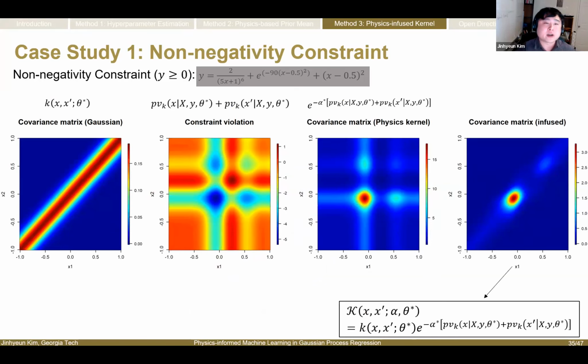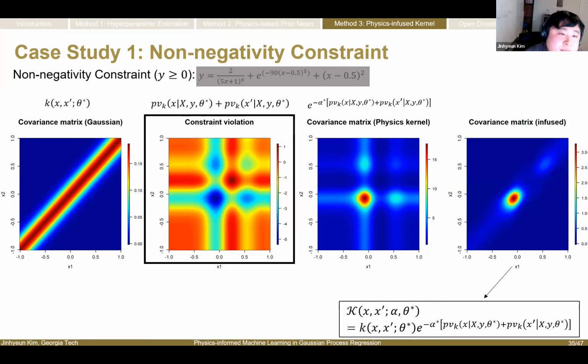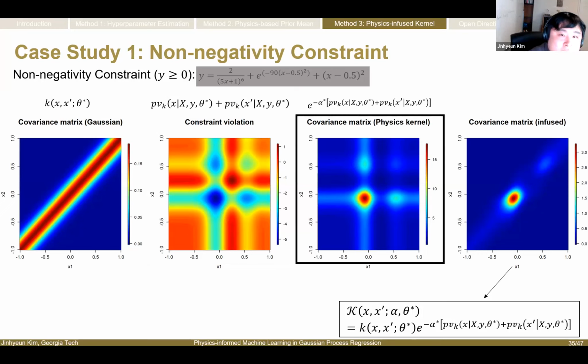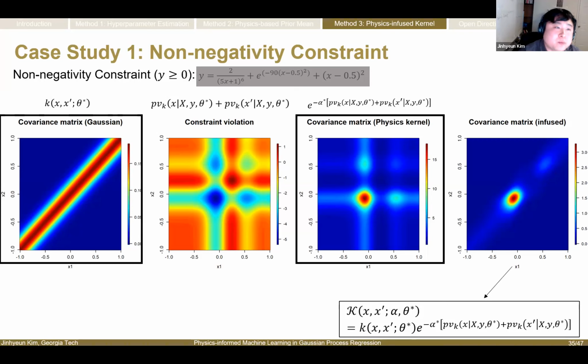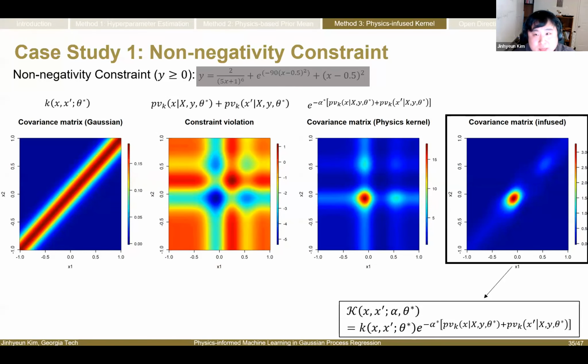So this is a summary of the kernel for this example. We first estimate the violation of constraints and embed it into the covariance matrix. And we have the data kernel with the posterior hyperparameters, for example, tau and W in the Gaussian kernel. We multiply these two black boxes and this covariance matrix, which is the physics-infused kernel.